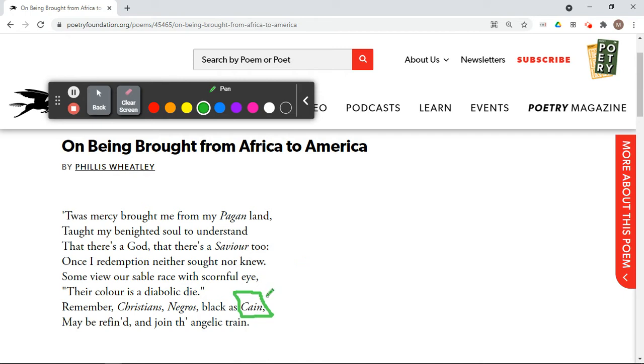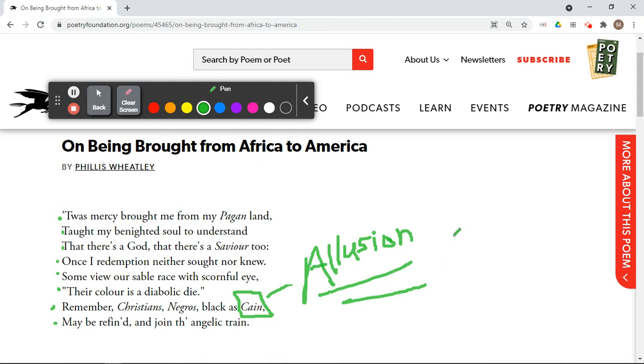Cain is ultimately where the allusion takes place in this poem. Keep in mind, this is a one stanza poem. And you may have picked up on the rhyme scheme. It does have a rhyme scheme, and it also has 1, 2, 3, 4, 5, 6, 7, 8 lines. And Cain is where the allusion takes place. Why? Well, you have to know Cain's backstory to understand what she means when she says, "Remember, Christians, Negroes, black as Cain, may be refined and join the angelic train."